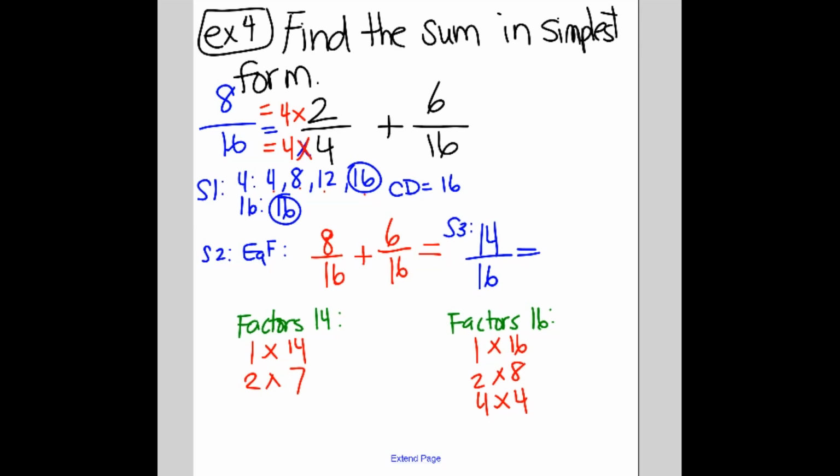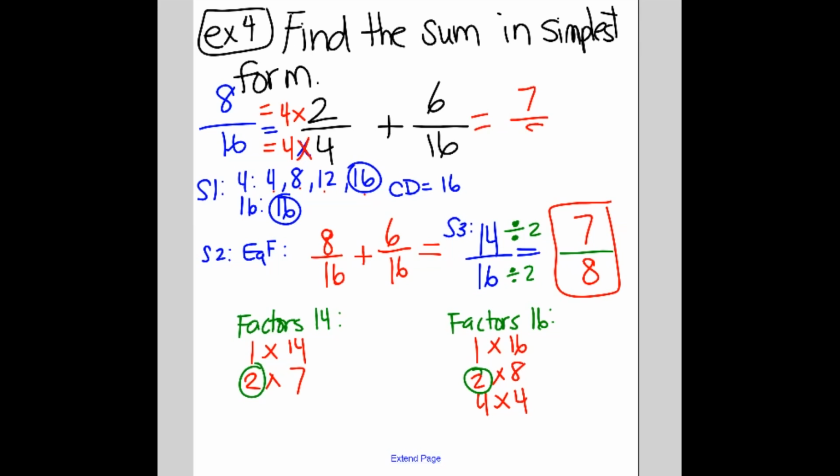So now what's our only hope? Only hope here is to circle the biggest number that we see the same. Biggest number that I see the same is the 2. So we're going to be dividing both of these numbers by 2. So let's divide by 2, and that will give us our simplified fraction. All right, so 14 divided by 2 is 7. 16 divided by 2 is 8. 7/8, that is our simplified form of our answer for the sum. So the answer is 7/8. That's how simplified it is.